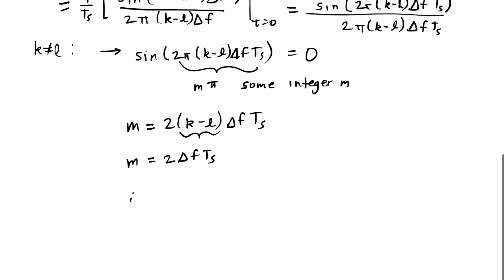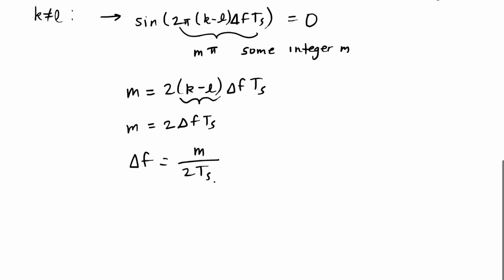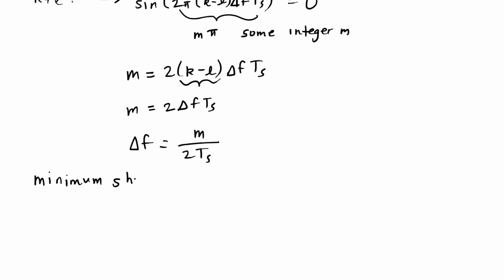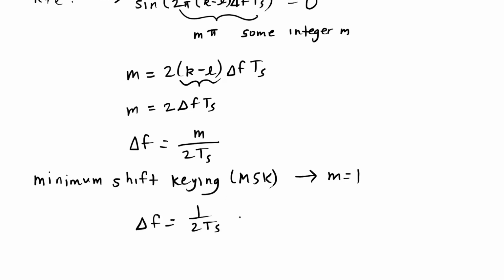And that means that delta f has to be m divided by 2 t sub s for some integer m. And what we call minimum shift keying has m equal to 1. My delta f is 1 over 2 t sub s, or 1/2 our symbol frequency.